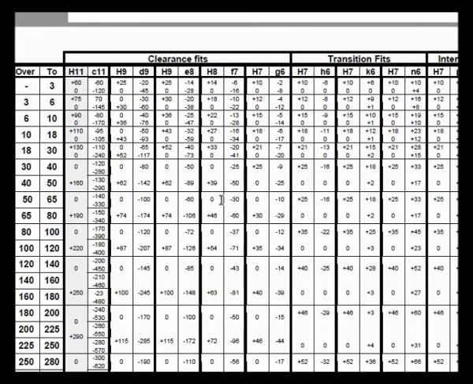The shaft has a diameter of 45mm. Now we need to find the row to work with. We've got over and to, so over 30 to 40, nope, over 40 to 50. Yes, so this row is the row we are going to use, and this column is the column we are going to use. For the hole we have a 0 and a plus 39, and for the shaft we have a minus 25 and a minus 50. Remember, those values are in micrometers, so it is 50 times 10 to the minus 3 millimeters. Good, now we can do the calculations.